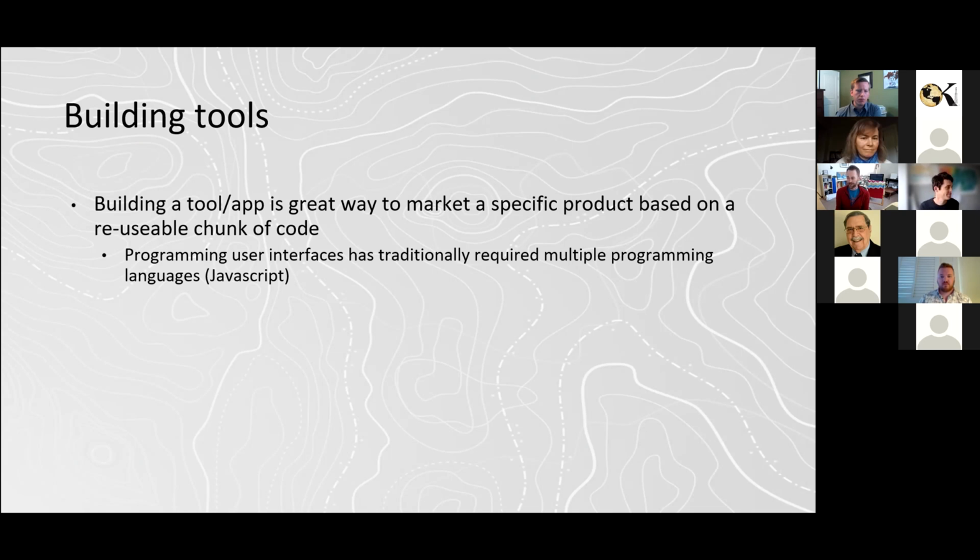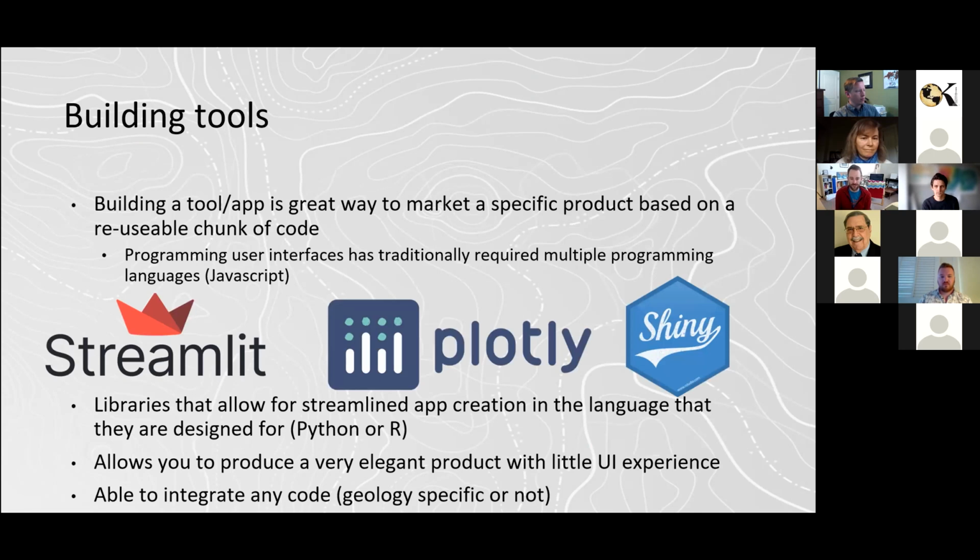Building a tool or an app used to be very, very difficult because it traditionally required multiple programming languages, like Python or Python plus something else. But recently there have been a lot of libraries released over probably the past 5 or 6 years that allow you to streamline that app creation process in a single language, either Python for Streamlit and Plotly, or R for Shiny and Plotly. This allows you to produce a very elegant product with very little user interface experience.